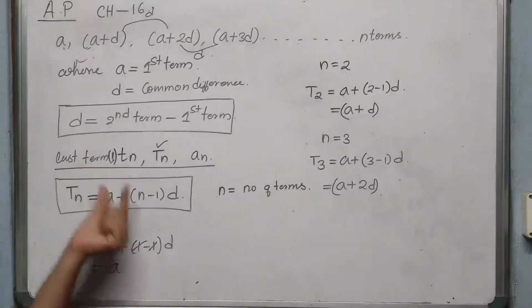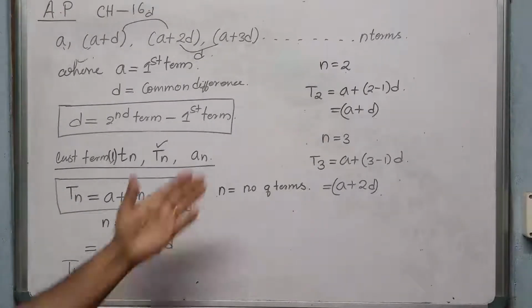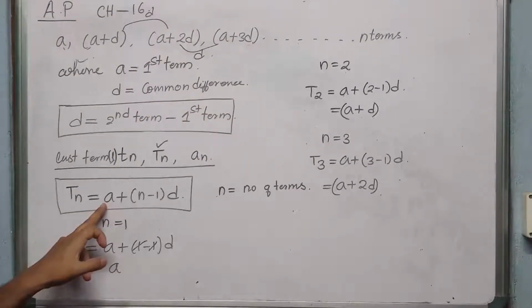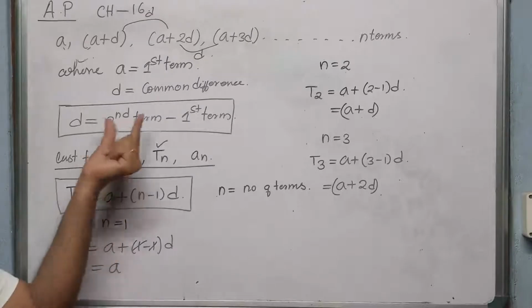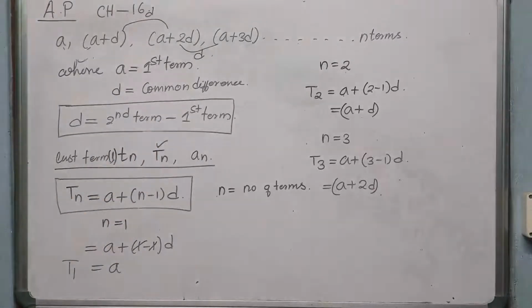But it depends upon the value of n. You change the value, you'll get other terms. If I substitute 4, you'll get this. And now this is the last term formula. To calculate the last term, I'll use this formula. This is the formula for the common difference. This is the formula for the last term.